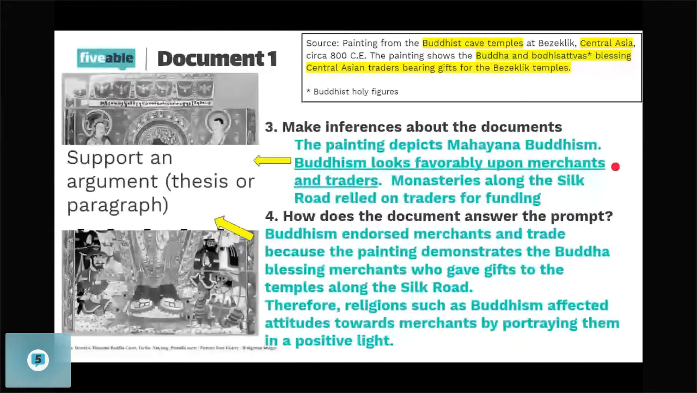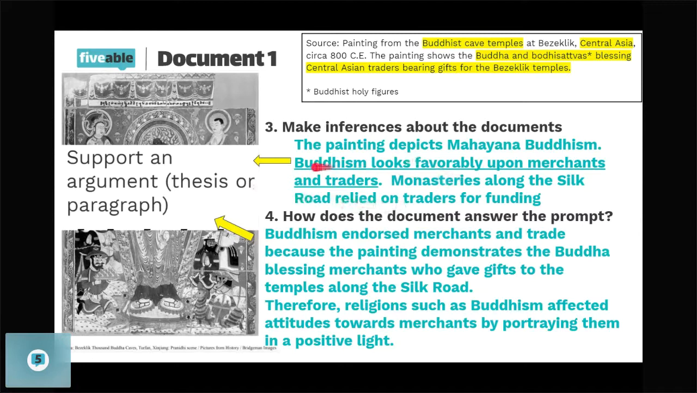Now, support an argument, thesis, or paragraph. We haven't written a thesis statement, so you're probably thinking, how can I support a thesis when I haven't written one yet? Well, if you do your facts, inferences, and how the document answers the prompt, that's going to tie into your thesis statement. This is my foolproof, easy method.